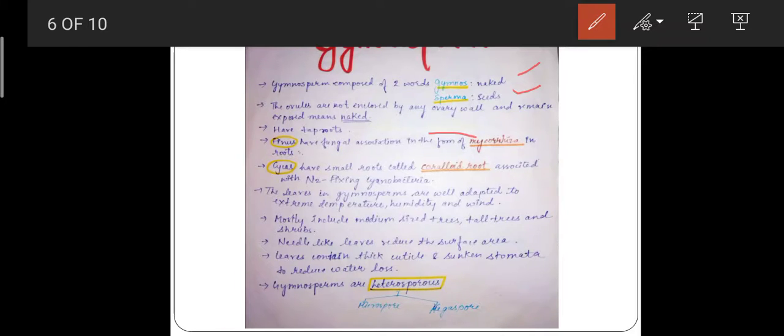The leaves of gymnosperms are well adapted to extreme temperature and humidity, or we can say they are tolerant of harsh conditions. The trees included in the gymnosperms are many medium sized or tall trees, or shrubs also. The leaves of the gymnosperms are needle like because this reduces the surface area and is responsible for reduced water loss.